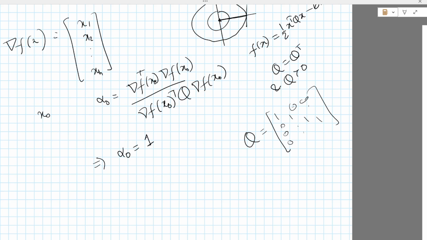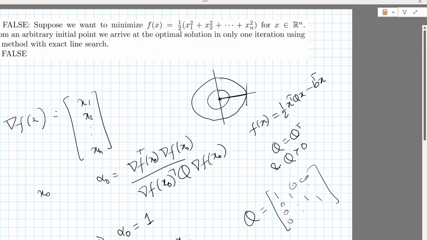We get it directly. So x1 is equal to x0 minus alpha, which is 1, times the gradient, which is the same as x0. So x1 is equal to 0. And 0 is the minima because it's all positive, so the function will be greater than or equal to 0.